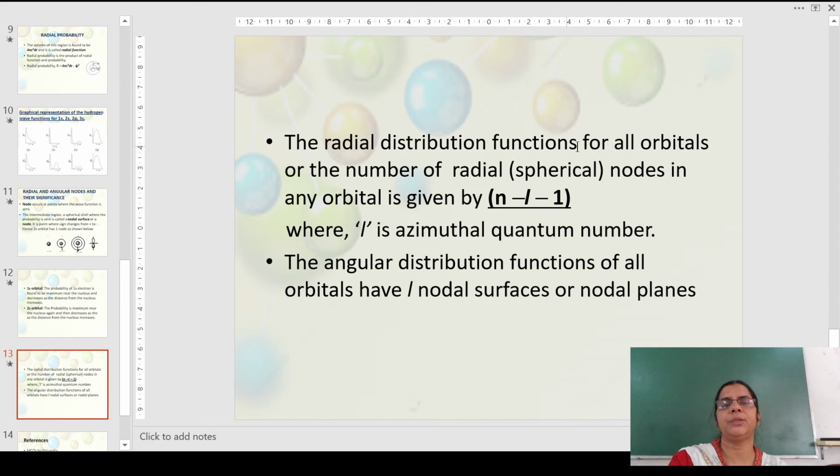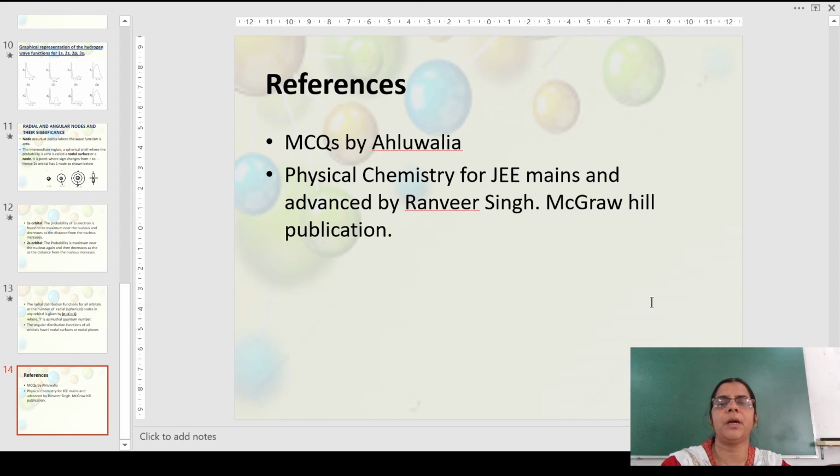Now for the radial distribution functions of all orbitals, the number of radial spherical nodes, which I told you just now, is given by n minus L minus 1, where L is the azimuthal quantum number and n is the principal quantum number. And next is the angular distribution functions of all the orbitals. They have L number of nodal surfaces, what we call nodal planes. We don't come across nodal planes in case of s orbitals. It is seen only in case of p orbitals.